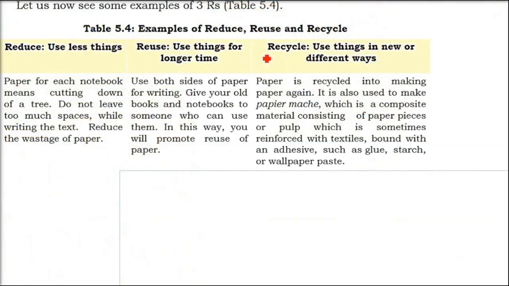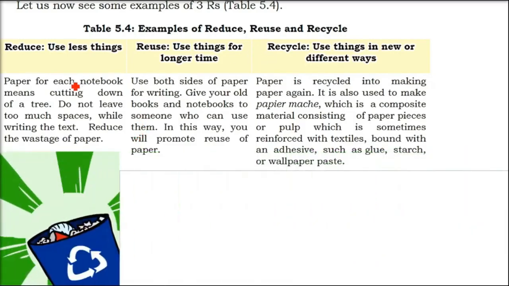So let us take an example. We talked about reduce, reuse, and recycle. So reduce means using fewer things. Take an example of paper. You are using a notebook, so why not use it judiciously? Every notebook or copy book is coming from a tree. A tree is cut to make it. Do not leave too much space and reduce the wastage of paper.